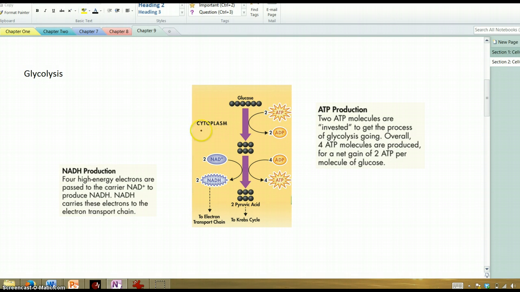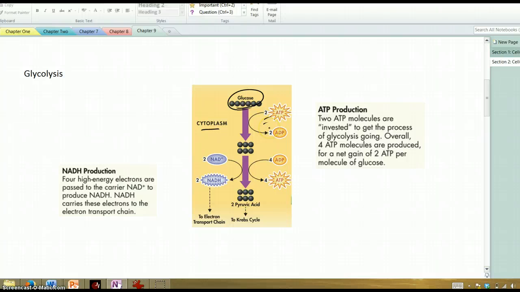So here we are, out in the cytoplasm of the cell. We have this energy-rich molecule like glucose, for example. Each purple arrow represents a step; there are about 10 steps altogether, but we're just going to distill it down. First, there's what's called the energy investment phase, where a couple ATPs are used to get the process going. You might think of them as a source of energy to get over the energy barrier needed to get it started.